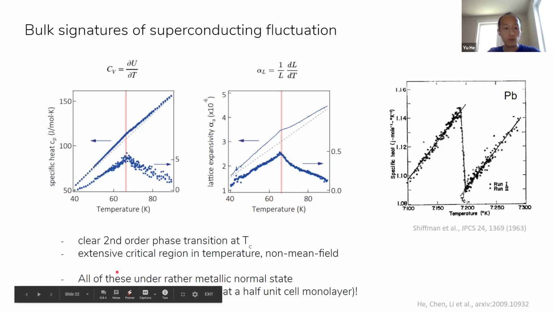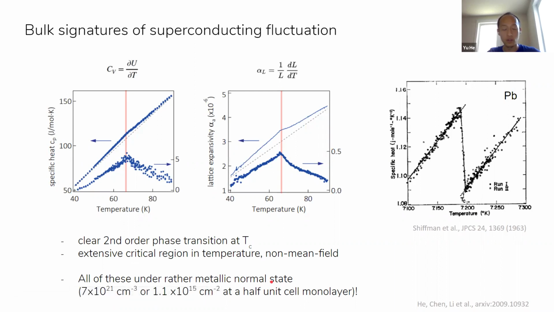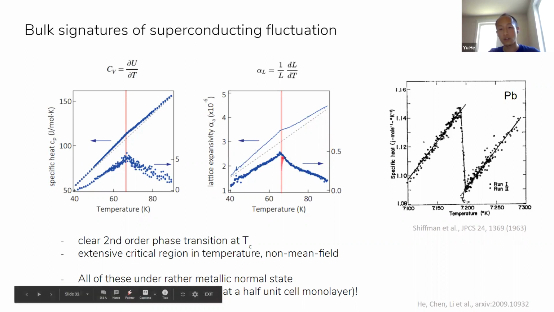And what's really important is all of these happened under a rather metallic normal state. That's why it's really non-trivial. We can estimate the carrier density to be almost 10 to the 22nd carriers per cubic centimeter. That's very, very high carrier density. So all of these makes this observation of extended fluctuation region rather non-trivial.